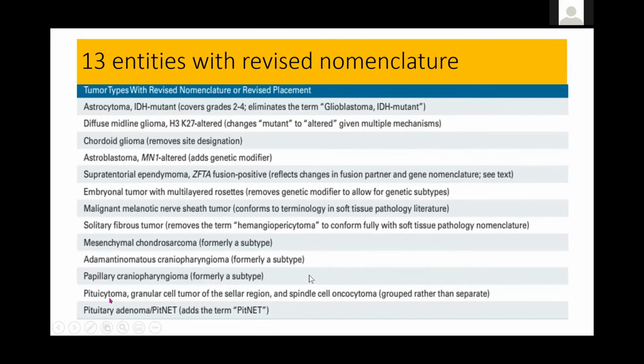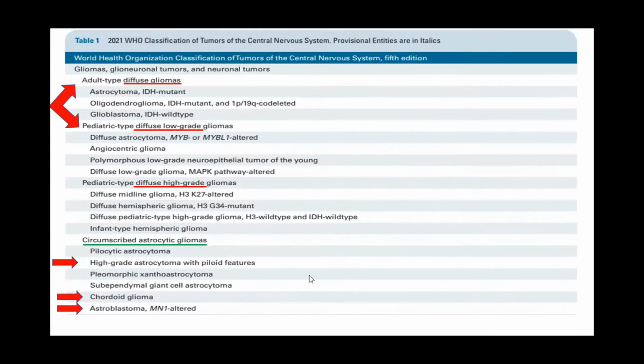Amongst the cellular tumors, the three types which were described last time, pituicytoma, granular cell tumor, and spindle cell oncocytoma, have all been grouped into one group rather than as separate types. And the reason is that it is now thought that these are all variations of the same tumor, but they may still behave a little differently. So they are put in one group. Amongst the pituitary adenomas, a new term PitNET has been added to recognize the fact that pituitary adenomas are indeed neuroendocrine tumors and therefore they follow the nomenclature as is for endocrine tumors.